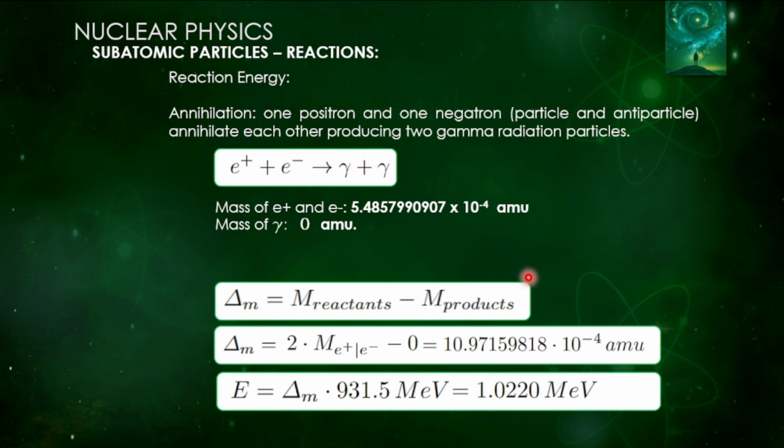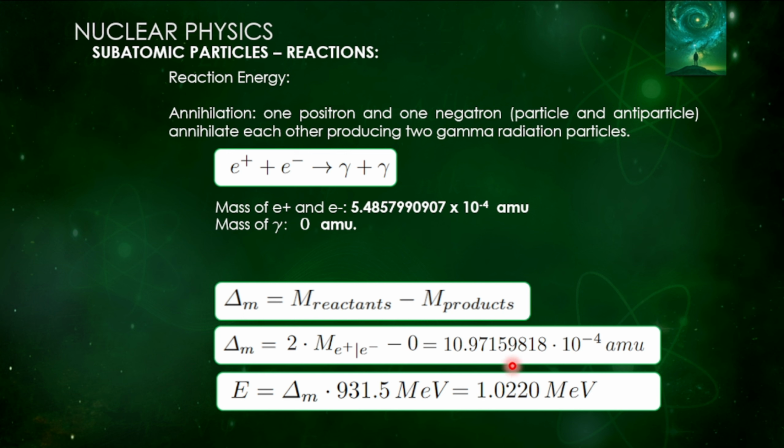So let's start with the annihilation. One positron and one negatron collide together, particle and antiparticle, annihilating each other, producing two gamma radiation particles. The mass of the electron or positron and negatron, if you will, E plus and E minus, is the same, which is 5.485799 times 10 to the power minus 4. The mass of gamma is 0, so delta M, let's check the energy, is mass of the reactants minus 0, because the mass of the products is 0. It's almost pure energy here.